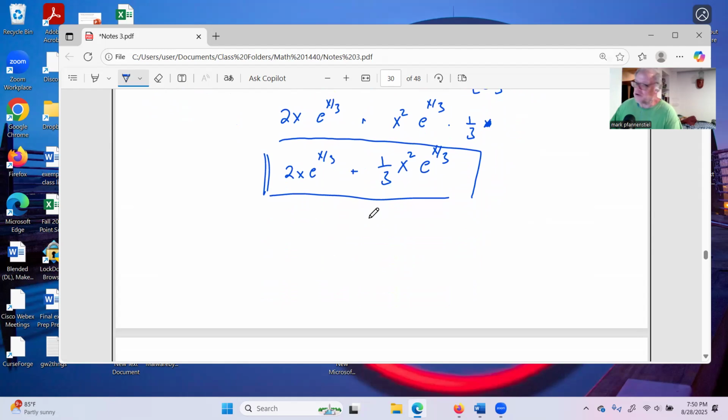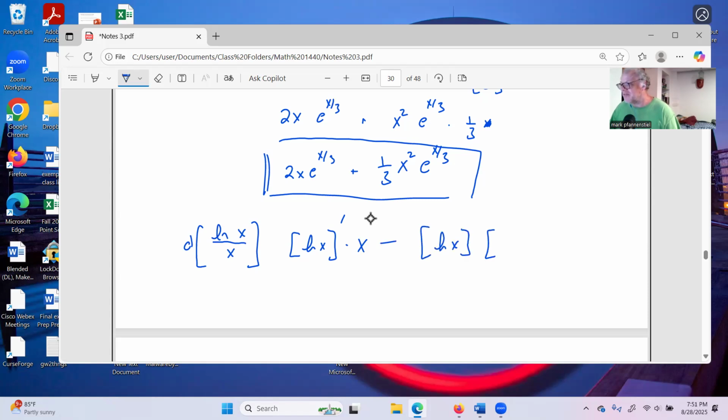Now let's try one that's a quotient rule. So we want to take the derivative of natural log of x divided by x. Again, I'm going to write down my plan, and then I'm going to implement it on the next line. I want the derivative of the first, so natural log, the derivative of the top, tick, I haven't taken the derivative yet, times the second function, which is just x, minus the first, natural log of x, times the derivative of x, all divided by the bottom one squared.